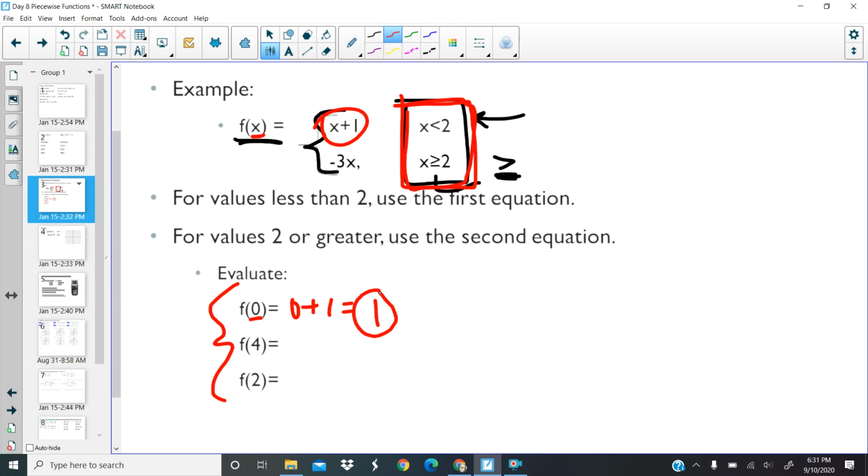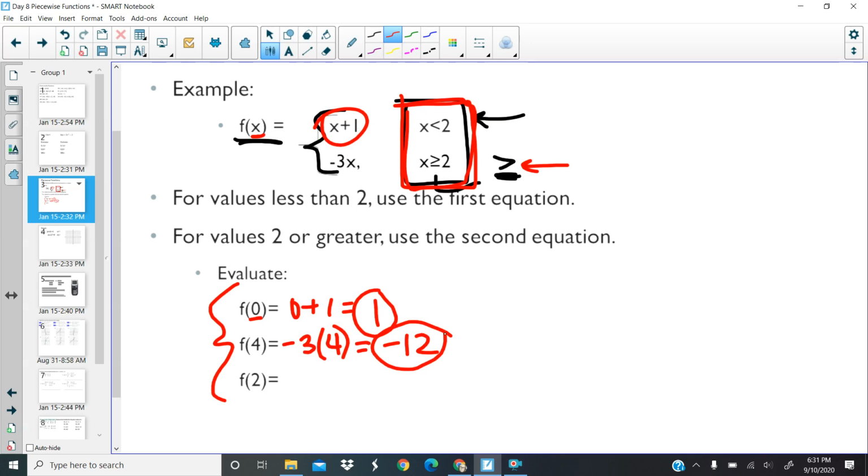Then moving on to f of 4, that means x equals 4. Where x equals 4, that's going to be greater than 2, and so you're going to be using the second equation for this one. On this one, you're going to have negative 3 times x, and we know that x is 4. So that means f of 4 is going to equal negative 12.